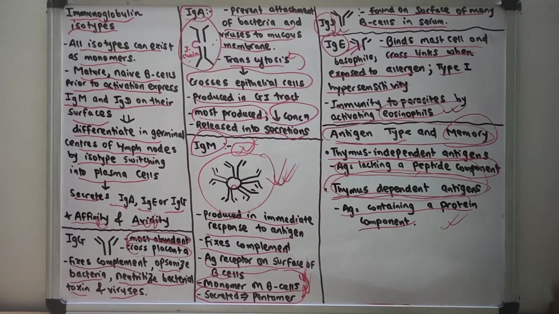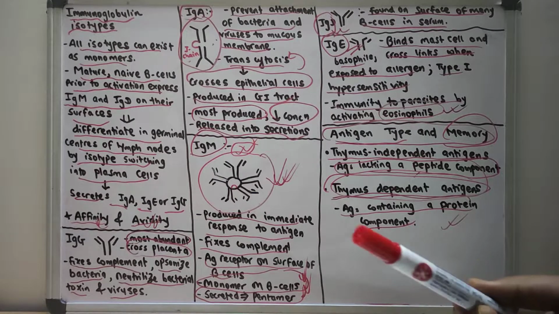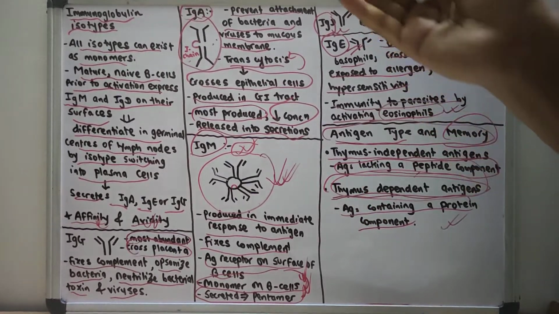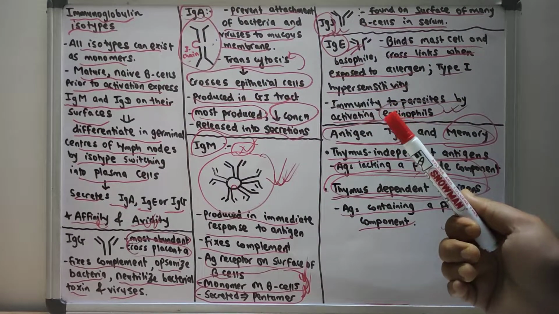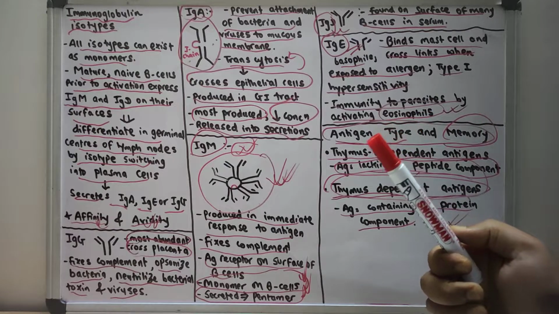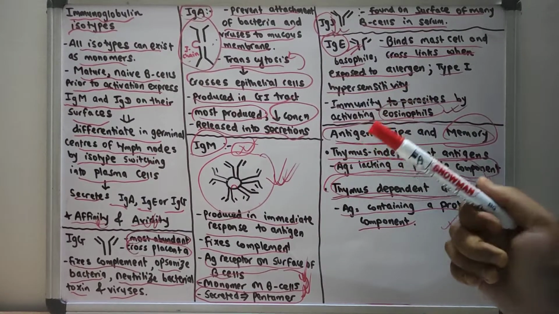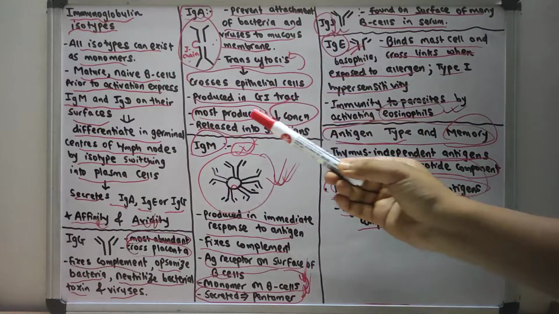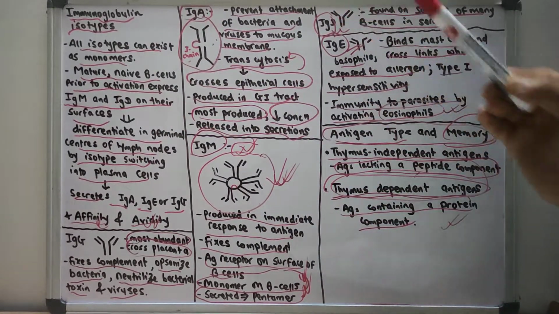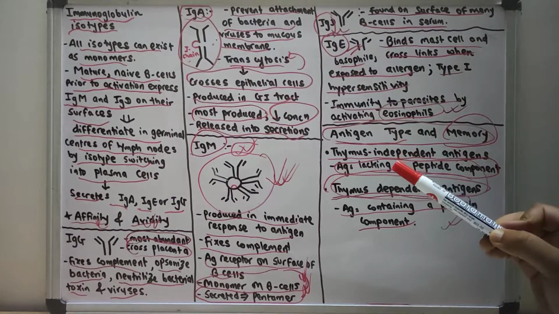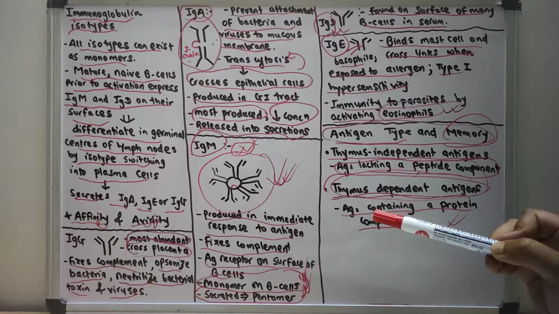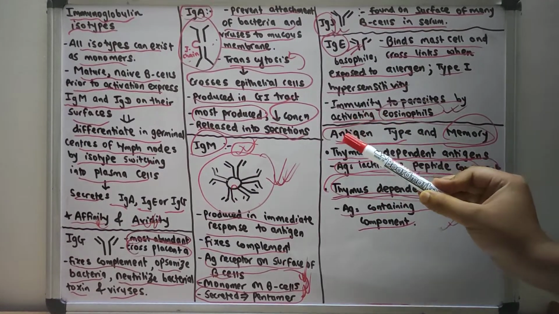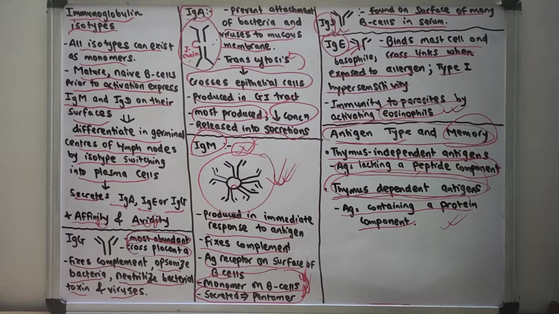I hope you understood this lecture. In this video we talked about various immunoglobulin isotypes. Again, I am going to repeat, there are mainly 5 isotypes of immunoglobulin: immunoglobulin G, immunoglobulin A, immunoglobulin M, immunoglobulin D, and immunoglobulin E. And we also talked about antigen type and memory.